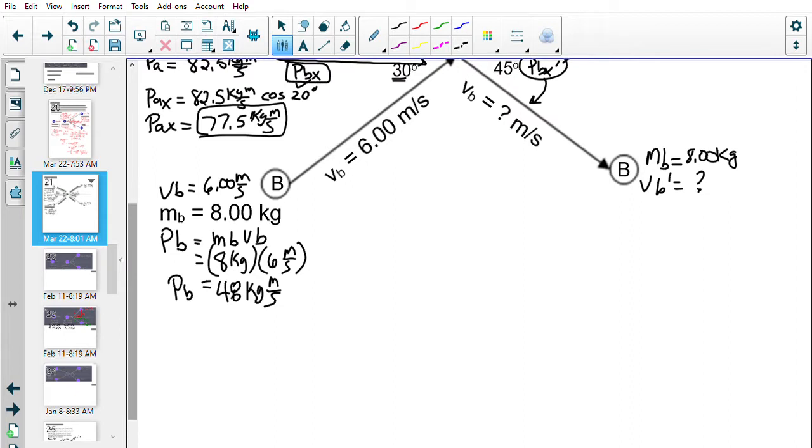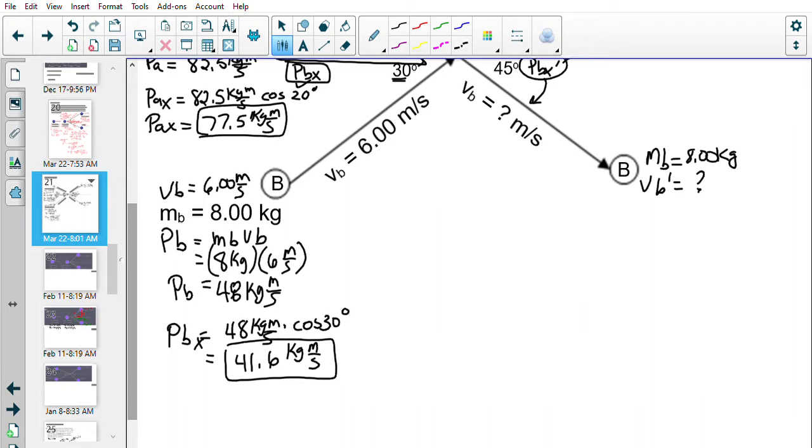So to get the x component of PB, so to get PBX, you're going to take the 48 kilogram meters per second and multiply it by the cos of 30 degrees, which is the angle up here. So 48 times cos 30 gives 41.6 kilogram meter per second. So this is the x before for B. So those two x's are going to be used.